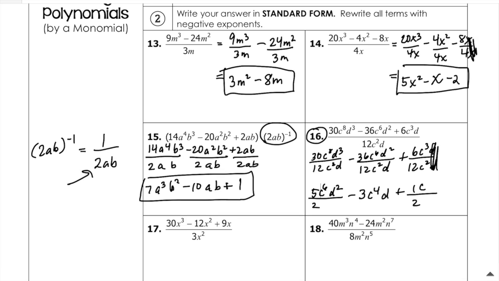So we are good. I really don't even need this one, so I'm just going to erase him. 17, 18 are pretty much identical, so I'm going to let you guys try that on your own.